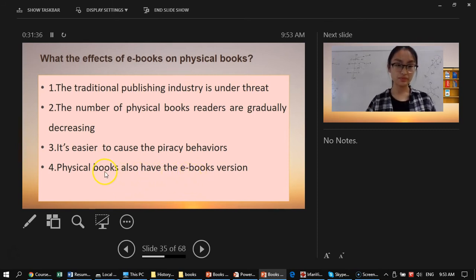Fourth, physical books also have ebook versions. Because ebooks have a lot of readers, physical book publishers also publish the ebook version to attract people.